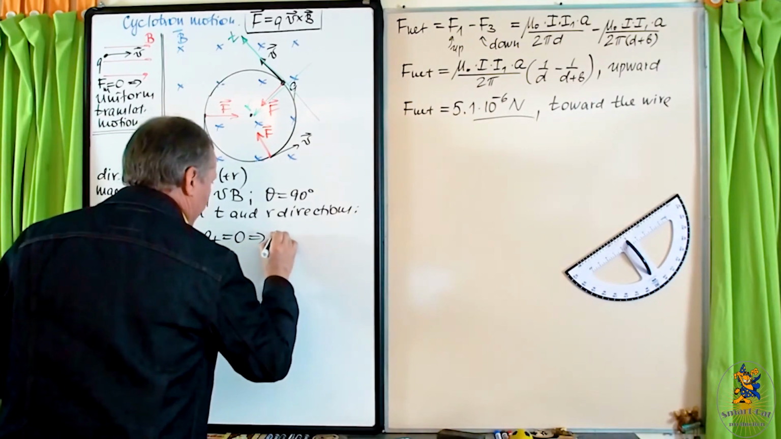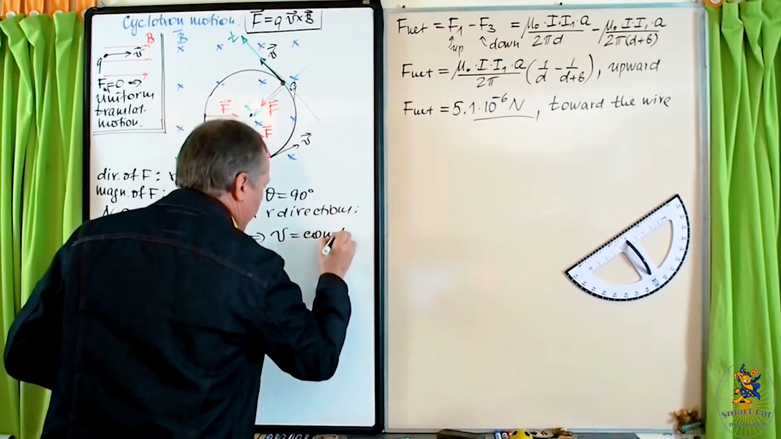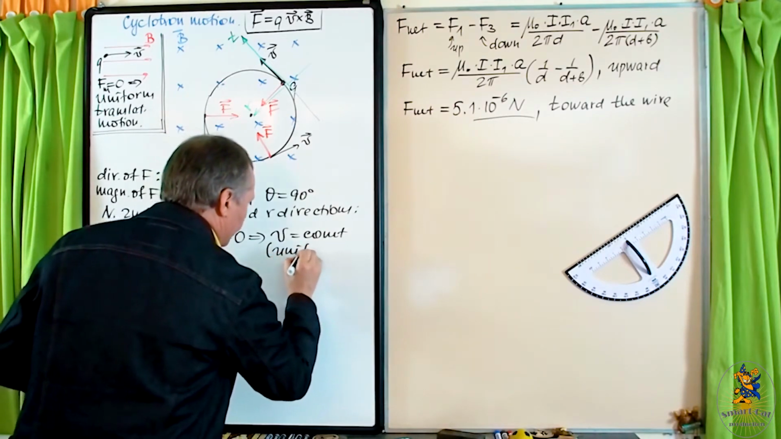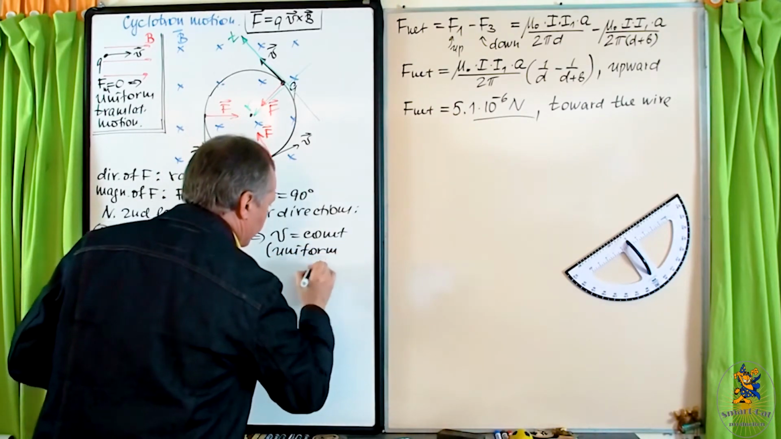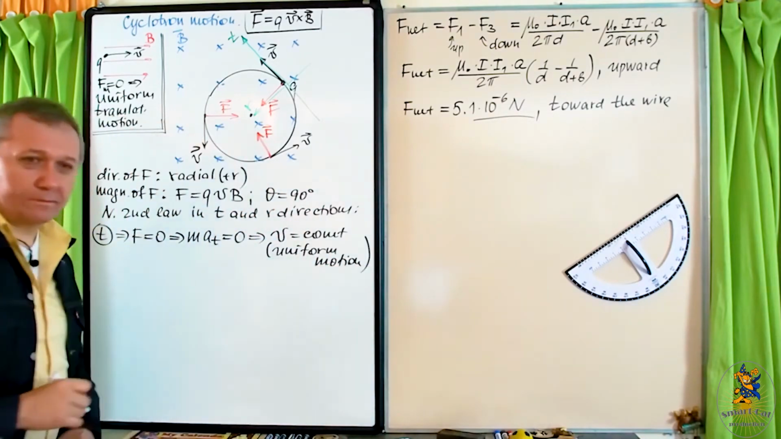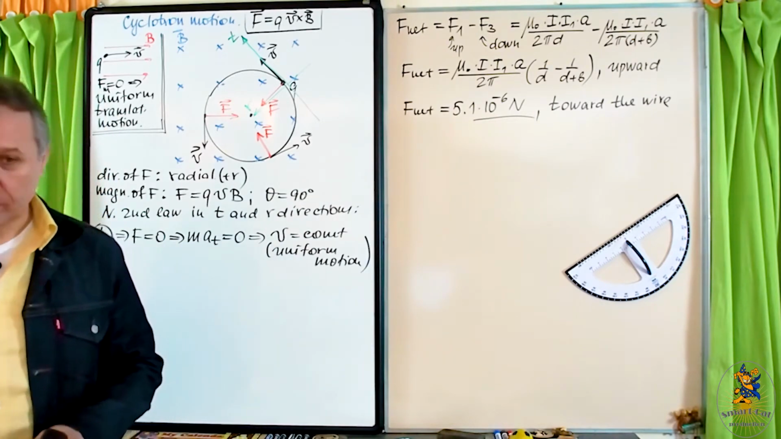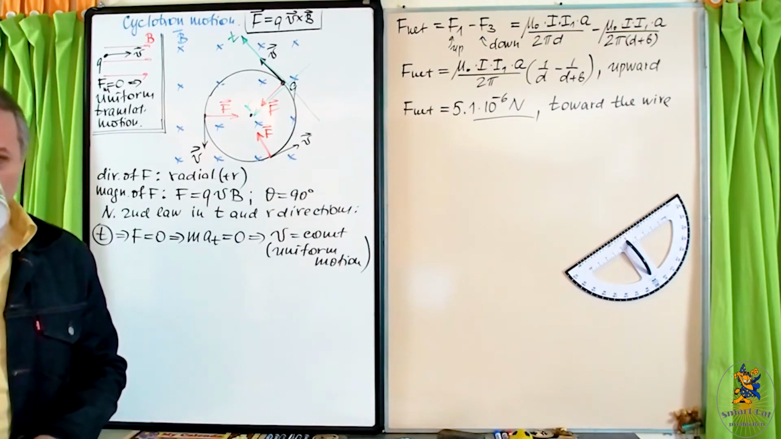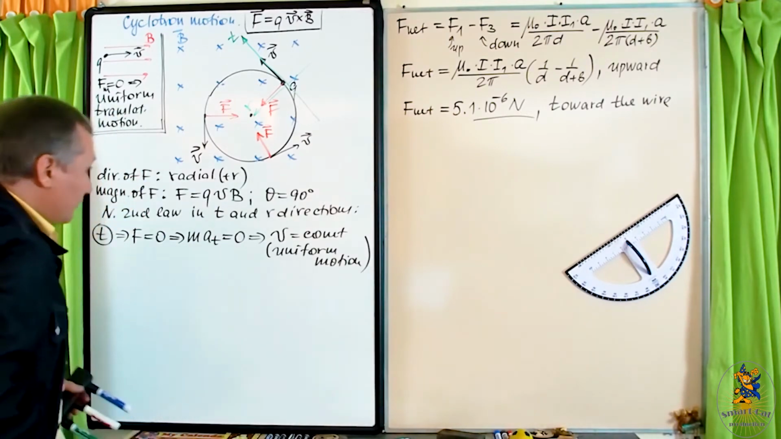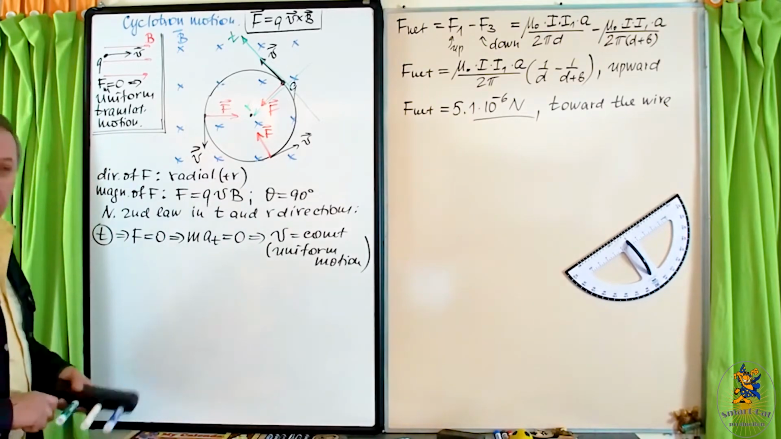All right, so speed is constant. So we have uniform motion. We discussed that conceptually, and now we're getting it from Newton's second law. So now let's do the same for the r direction.